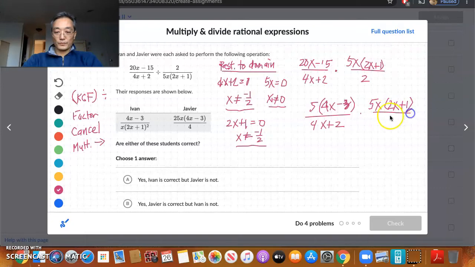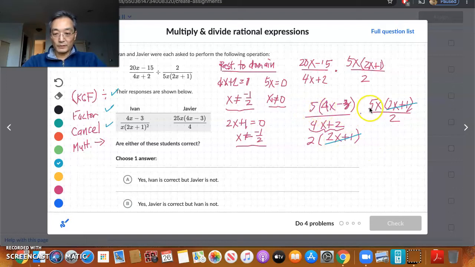Now this one right here, 4x plus 2, can factor further: 2 times 2x plus 1. And in a different color, it looks like we have a 2x plus 1 in the denominator that can cancel out with a 2x plus 1 in the numerator. So I think that's about it. That's all there is. So we factored, we canceled as much as we can, and now let's multiply across.